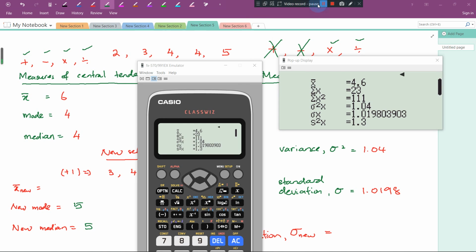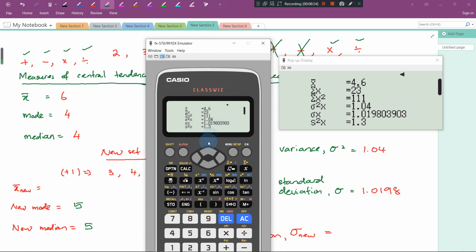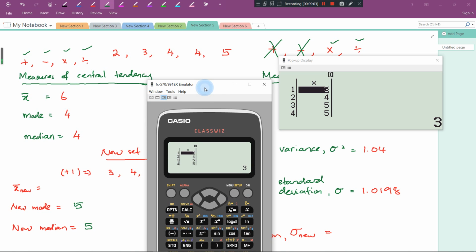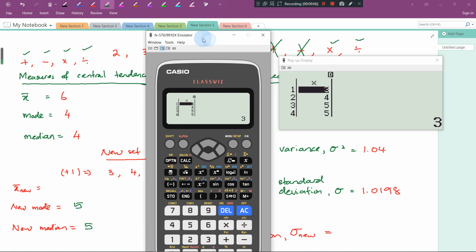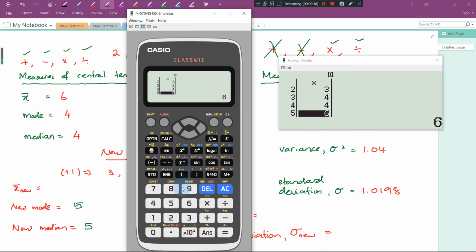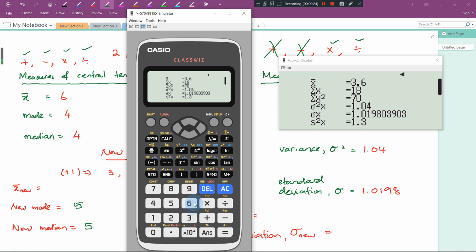Okay, hold on. Oops, sorry, I think I calculated wrongly. This is not 6. Let me calculate again. It should be 3.6. Maybe I saw it wrongly just now. The old data is 2, 3, 4, 4, 5. Let me key in again. The calculator should be correct. I think maybe I keyed in 2, 3, 4, 4 twice. Okay, 2, 3, 4, 4, 5. Let me check again. Oops, not 6 but 3.6.